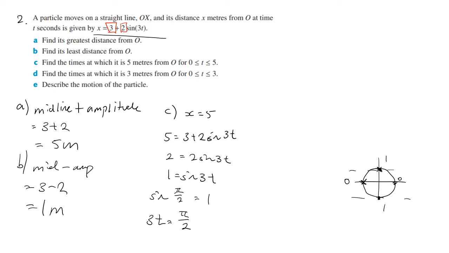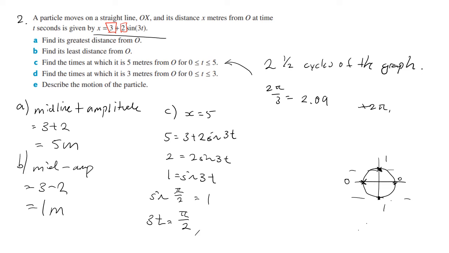The period of this graph is 2 pi on 3, which is approximately 2.09. So in the domain, that's telling us there will be 2.5 cycles of the graph. Now that's important because it tells us how many times we have to add 2 pi to our answer. Since that's 2.5 cycles, we'll add 2 pi 2 times to pi on 2. Plus 2 pi, pi on 2 plus 4 pi.